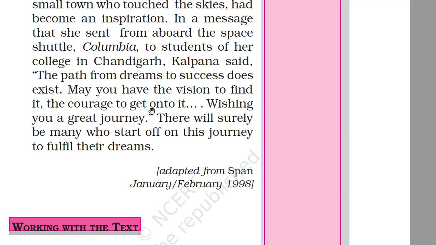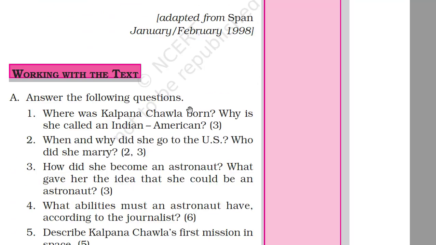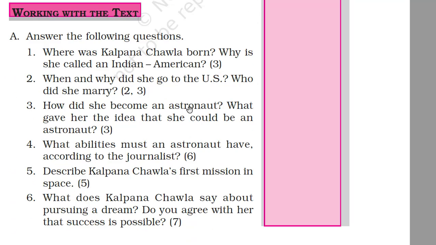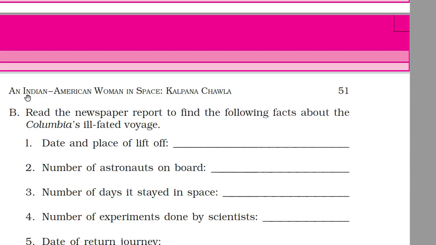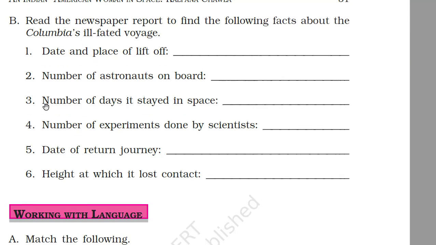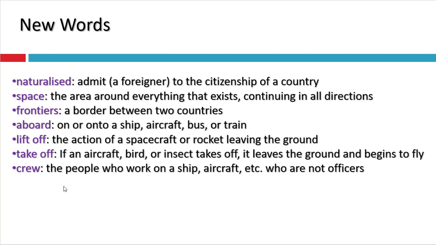Okay, so let's see some exercise of it. Working with the text. Answer the following questions. Where was Kalpana Chawla born? Why is she called an Indian American? When and why did she go to US? Who did she marry? Till 6 there are questions. I have prepared the solution, so let me show you how to write.